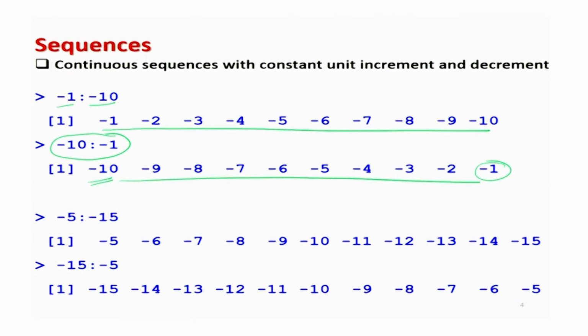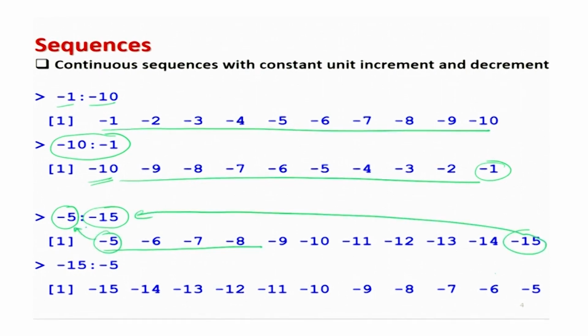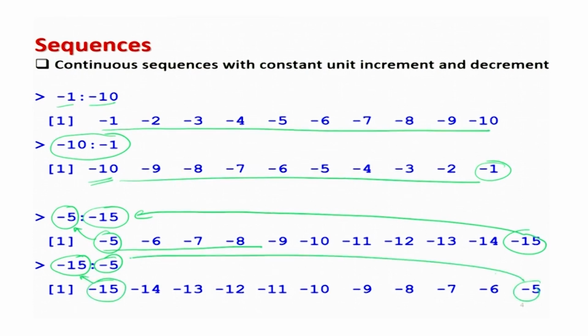Now if you take any intermediate sequence also, for example you are not starting or ending at -1, but you start at -5 and you want to end at -15. This will start with -5, -6, -7, etc., and then end at -15, which is like this. And similarly if you want to reverse that, start at -15 and end at -5, you can give -15:-5, and it will give you a sequence beginning at -15 and ending at -5.